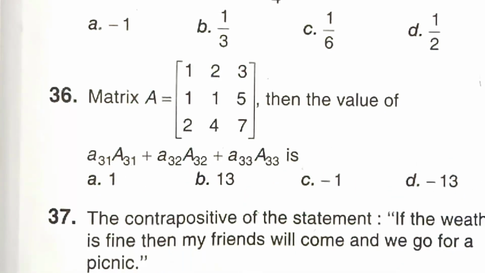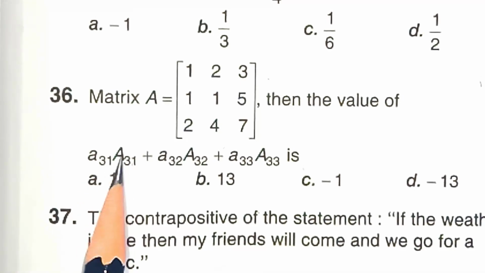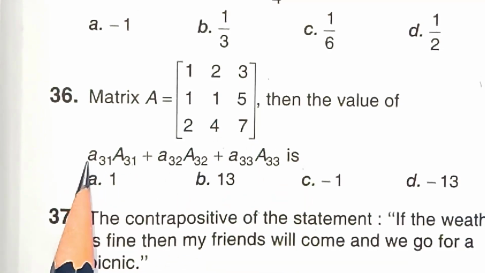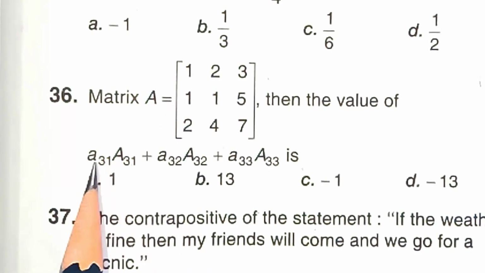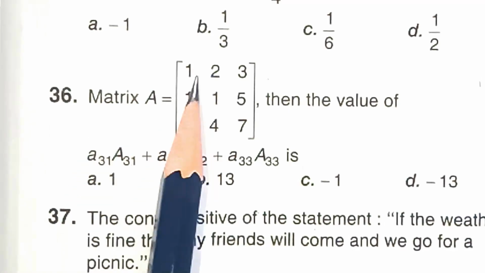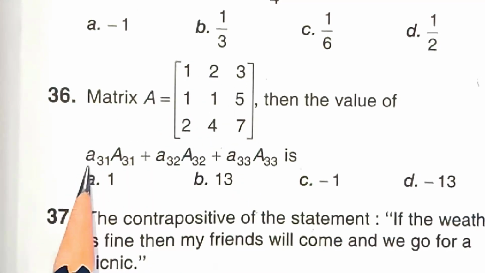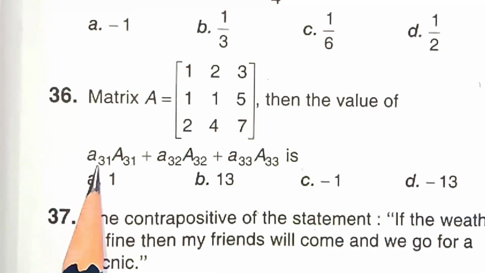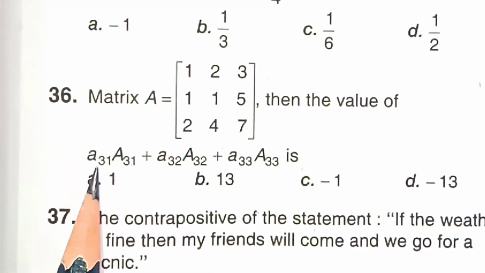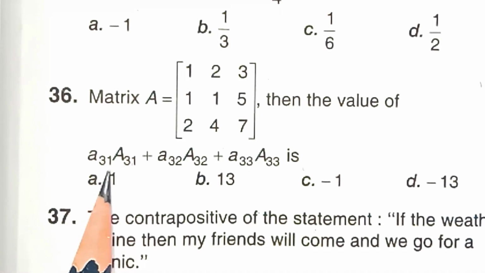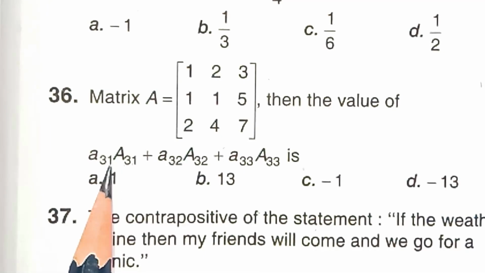Now first of all, let's understand our question. What is the small a? What is the capital A? We need to know. Small a represents an element from our matrix. So a31 means the third row and the first column. Always, a31 represents row into column. So first, 3 goes to the row and 1 goes to the column.